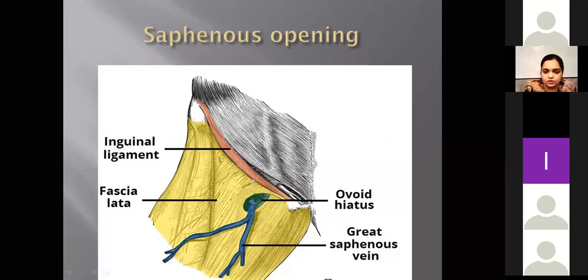And what is the location of the saphenous opening? Simply below the inguinal ligament, you can say below the pubic tubercle, or below the pubic symphysis. Or for a precise location, you can say 3 to 4 cm inferolateral to the inguinal ligament and also inferolateral to the pubic tubercle or the pubic symphysis. This is the saphenous opening, and it transmits two important structures: the superficial lymph nodes of the thigh plus the great saphenous vein. This is a modification of the deep fascia of the thigh.